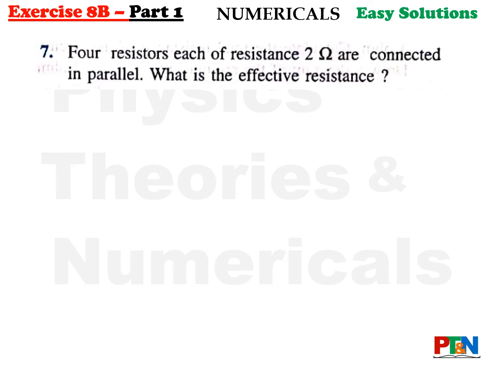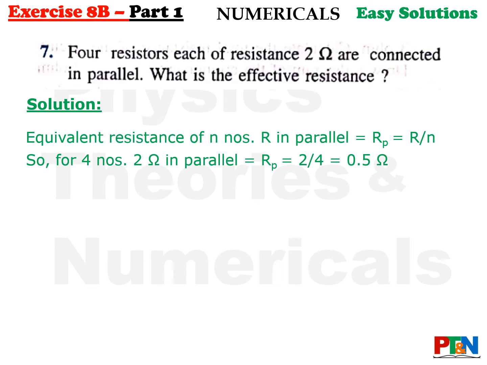Number 7. Four resistors each of 2 ohm are connected in parallel. What is the effective resistance? Again, simplest one. When n number of resistances are connected in parallel, each of R ohm, then equivalent resistance becomes R by n. So here R is 2 ohm and 4 such resistances. So that means equivalent resistance will be 2 by 4, that is 0.5 ohm.